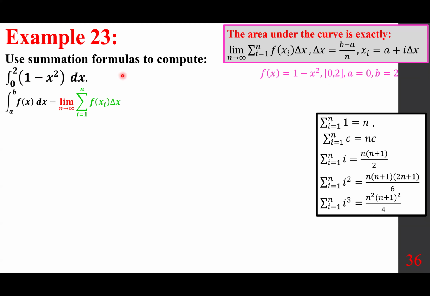So this we can get from the integral. One more time, here's the function. Here's the lower limit a. Here's the upper limit b. We are going to go with delta x being b minus a, 2 minus 0 over n.